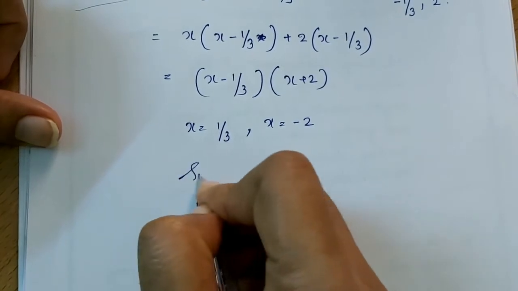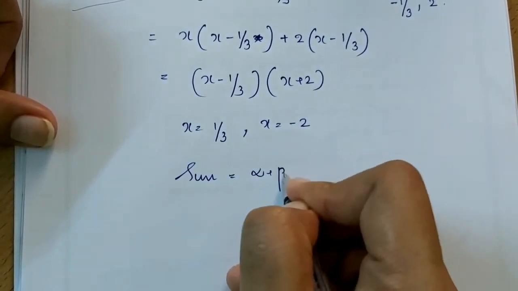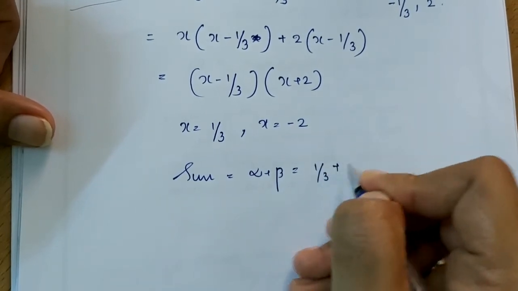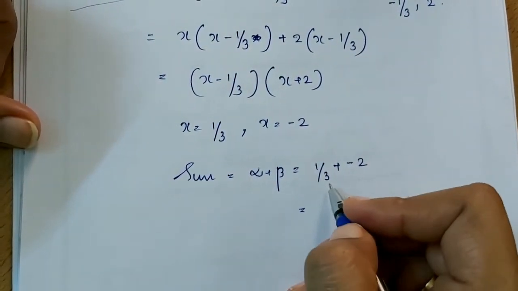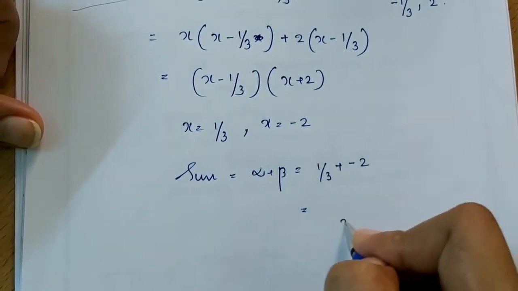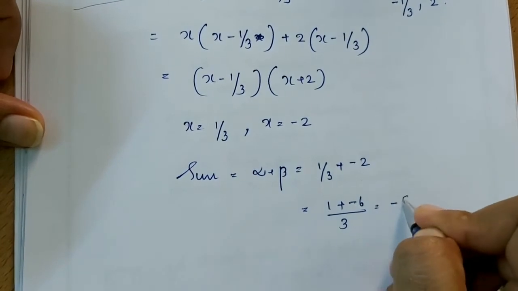These two values, alpha plus beta, are equal to 1/3 plus (−2), which is equal to (1 − 6)/3, which is equal to −5/3.